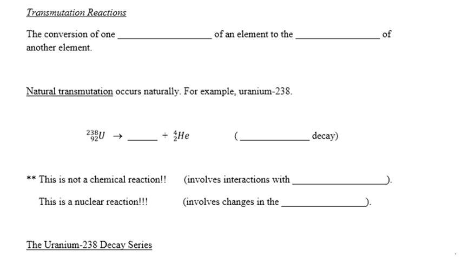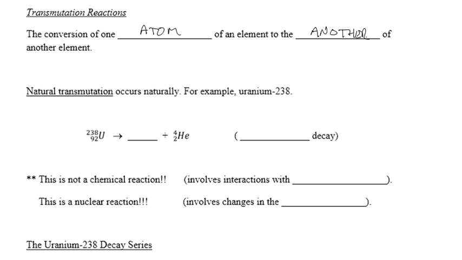This is video lecture number 3 for nuclear chemistry. We're going to talk today, so open up to transmutation reactions in your note packet. Transmutation simply means change. We are going to convert one atom of an element into an atom of another element.